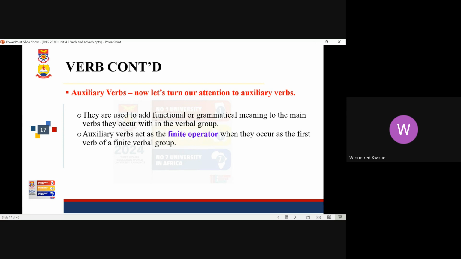So Daniel, look at this slide. Look at this particular slide. I think point 2 answers, or makes it clear, the question that you asked earlier, that auxiliary verbs act as the finite operator when they occur as the first verb of a finite verbal group. Yeah, I have seen it, madam. Yes, group. Thank you. All right.